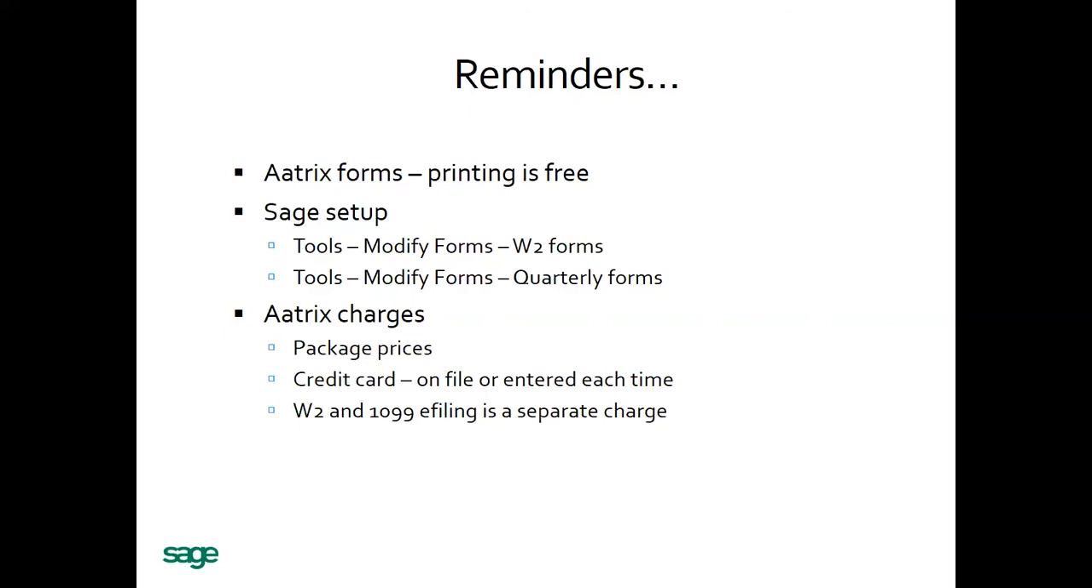When you register with Aatrix, you can have a credit card put on file or a bank account that you want the charges to be pulled from, and then every time you run any of your forms, if you're not doing a package price, it'll charge it against the credit card, or you have to enter the credit card each time you do it. If you're letting them do your tax deposits, it'll use the bank information that you set up when you registered with Aatrix when you first got started. And the W-2s and 1099s are a separate charge.